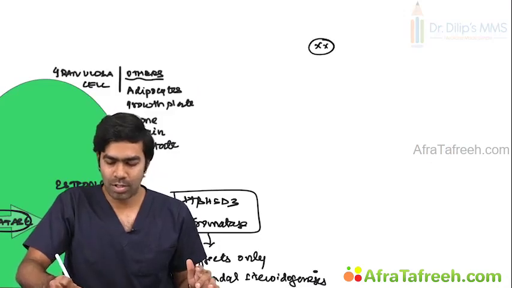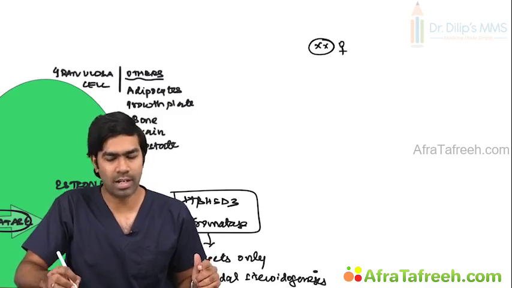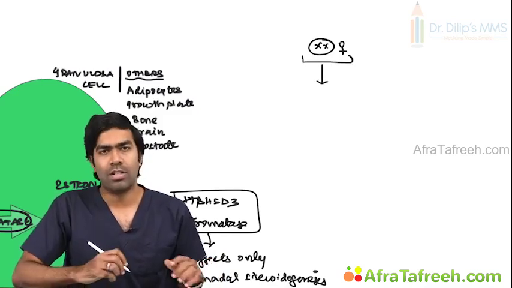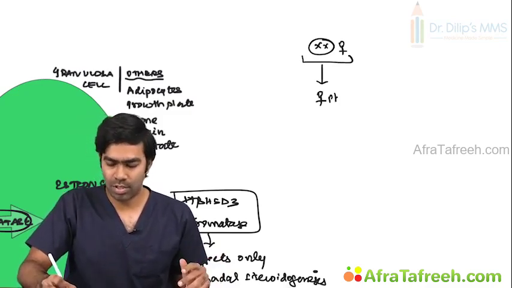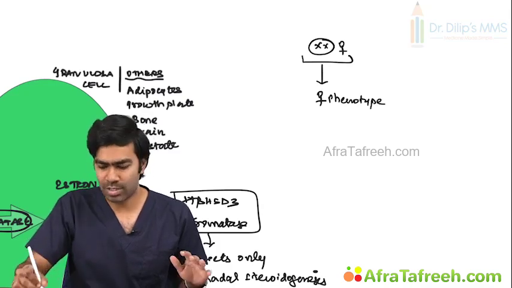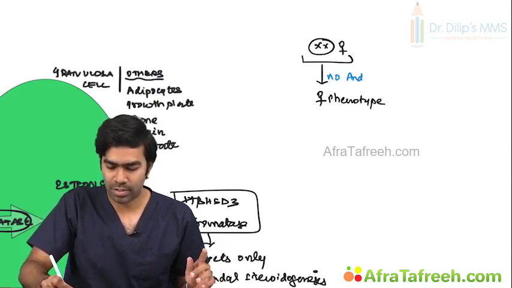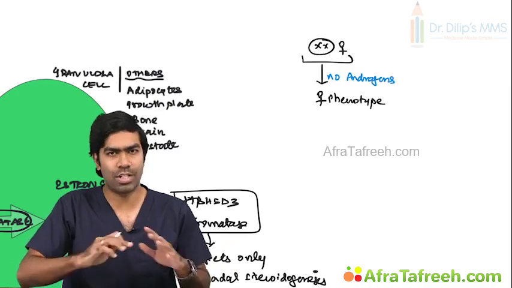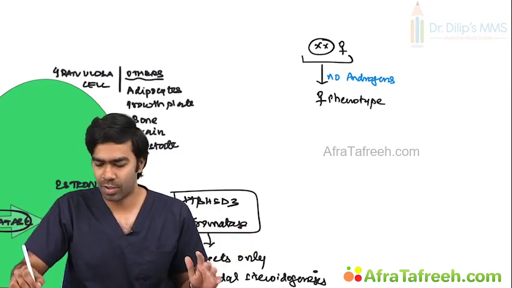So we know in a female, XX means it's genotypically a girl. So what do they need to become a girl phenotypically? If you want to become a phenotypic girl, you just need only one thing. You don't need any androgenic effect. That's all. If you just leave them without any androgens, they are going to become a female phenotype.